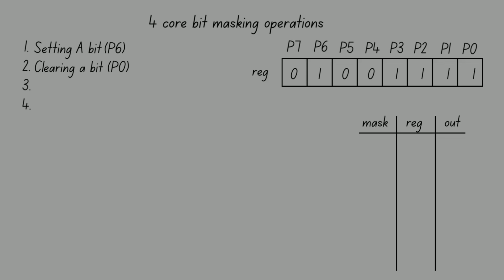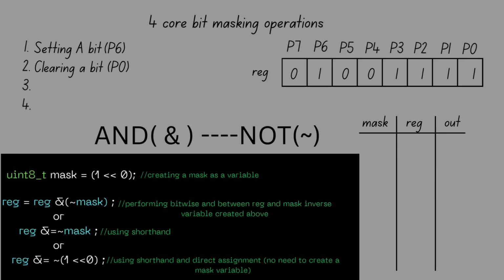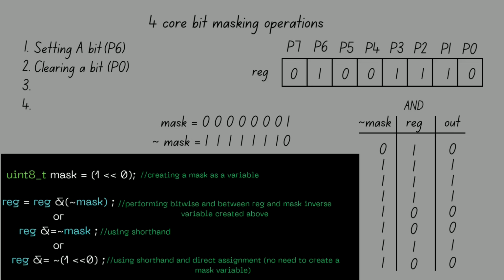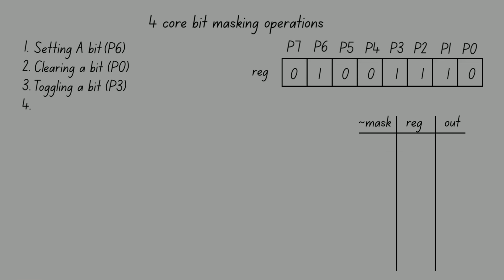The second operation is clearing a bit. In this case, we want to force a particular bit to 0 while keeping all other bits unchanged. This is done using the bitwise AND operation together with the NOT operator. We first create a mask where the target bit is set to 1. Then we invert the mask so that the target bit becomes 0 and all other bits become 1. When we perform a bitwise AND between the register and this inverted mask, the selected bit becomes 0 while the rest of the register remains unchanged. This works because in an AND operation, any bit ANDed with 0 becomes 0, while any bit ANDed with 1 keeps its original value.